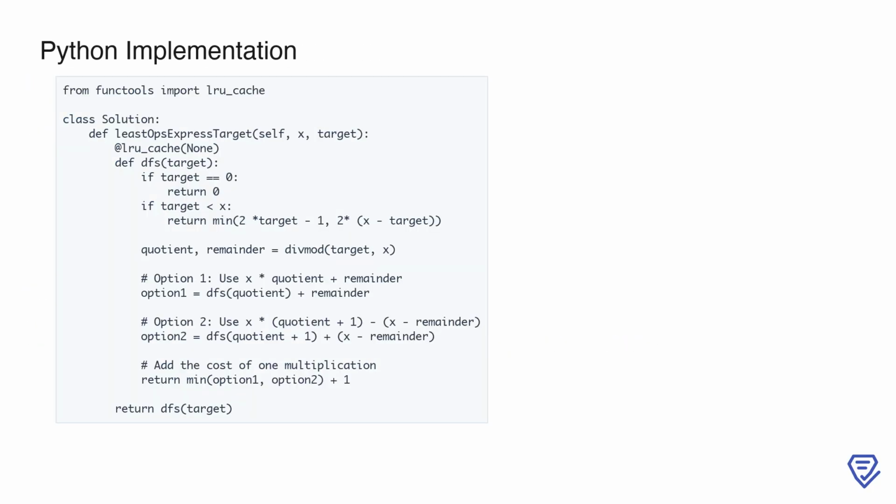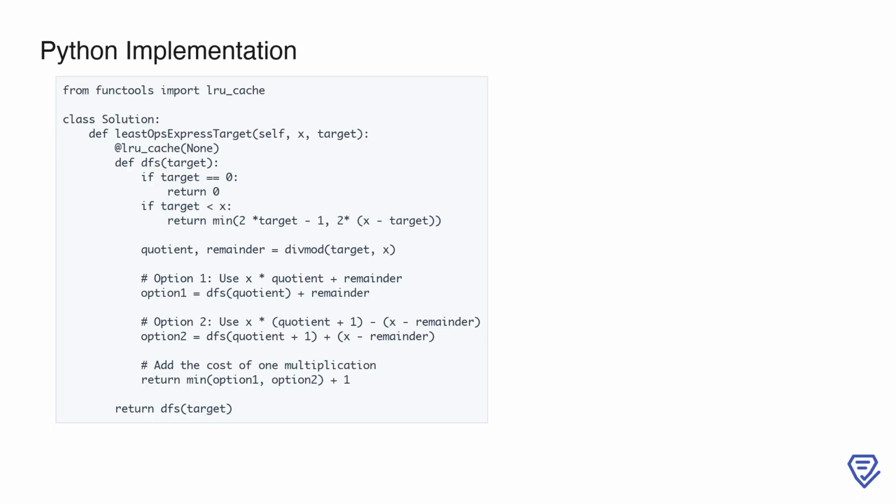This code solves the LeetCode problem Least Operators to Express Number using a dynamic programming approach with memoization. Here's the breakdown. 1. Imports and initialization. The lru_cache decorator from functools is used to cache results of recursive calls to optimize repeated computations. 2. Recursive function. The DFS target function encapsulates the dynamic programming logic.